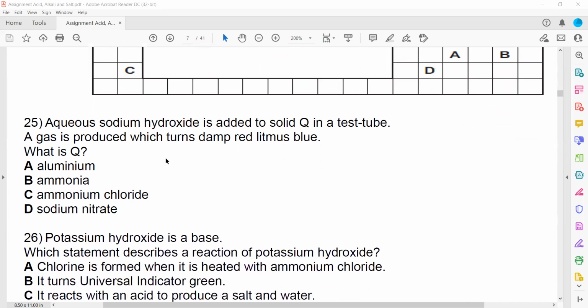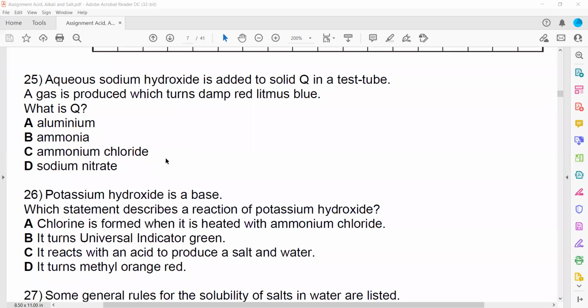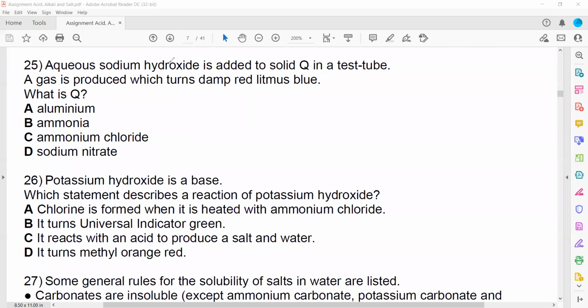Then question 25 is related to the identification of ions. Sodium hydroxide is added and a gas is produced which turns damp red litmus blue. So it means it contains the ammonium ion. So what is Q? It contains the ammonium ion, or it's an ammonium salt. So directly C is the right answer, because ammonium salts in the presence of alkali, when heated, give off ammonia gas which has a pungent smell.